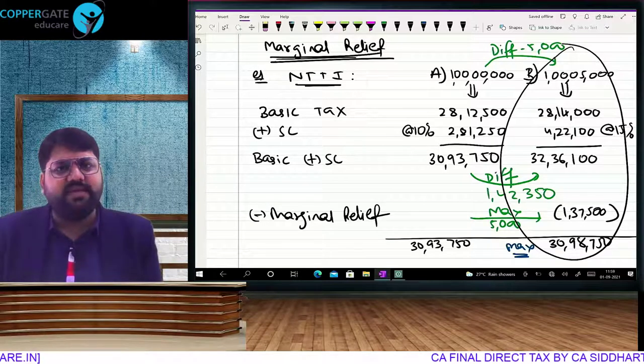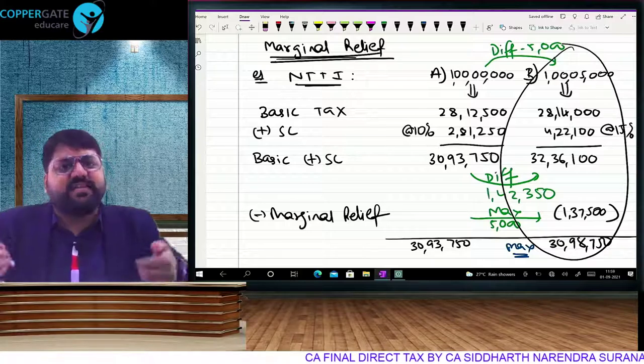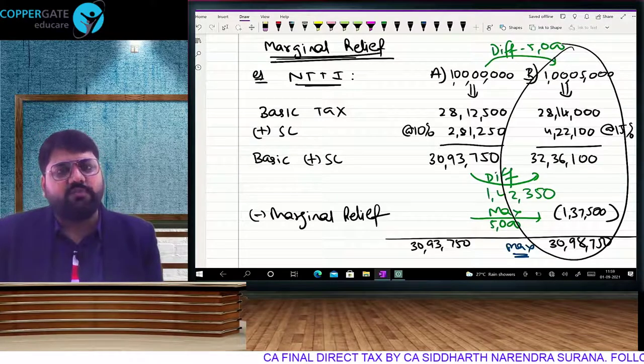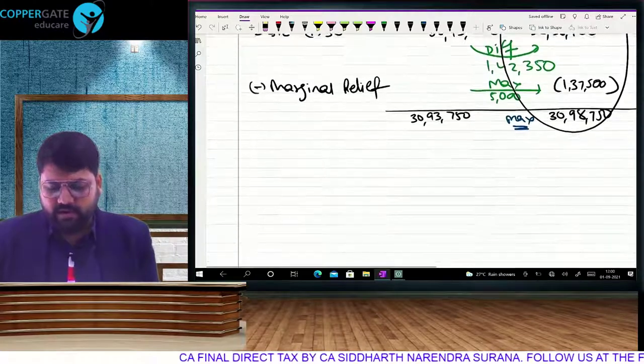Just mentally imagine any random assessee who has got income of 1 crore. Or don't imagine any assessee. Just imagine if B's income was 1 crore, then what would have been the case? That is the only way to do it.